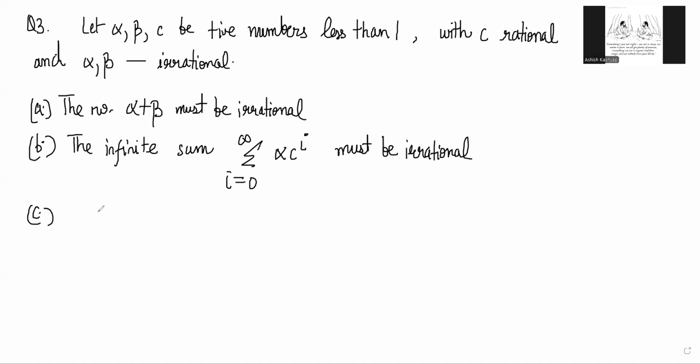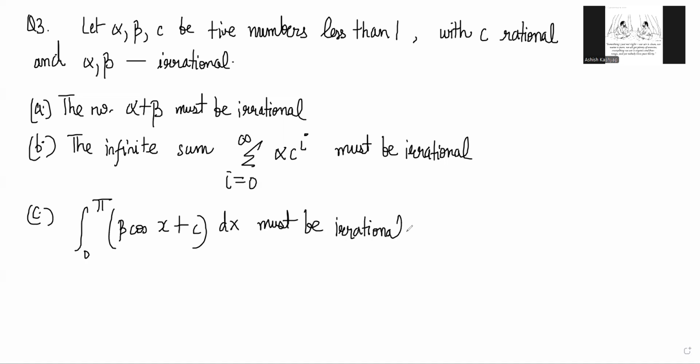And C: integral 0 to pi of beta cos x plus C dx must be irrational. There could be multiple correct answers. Okay, sir.